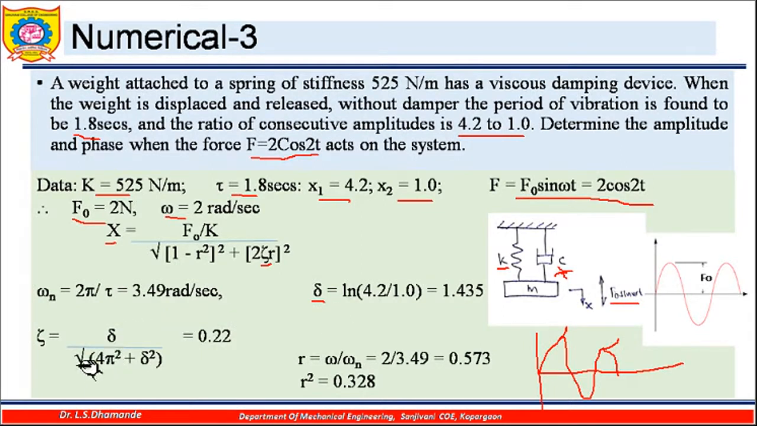Zeta we can find using this logarithmic decrement delta: delta upon under root of 4 pi square plus delta square. So we get zeta as 0.22. Also omega n is given by 2 pi by tau. The time period is given, so omega n is equal to 2 pi by tau, which is 3.49 radian per second. I need the r value, which means I need omega and omega n both. Omega is specified as 2 radian per second, and omega n I am getting as 3.49 radian per second. So I can get the r value, that is omega by omega n.